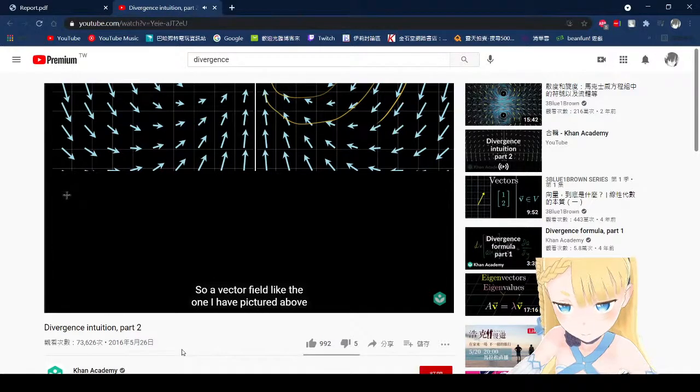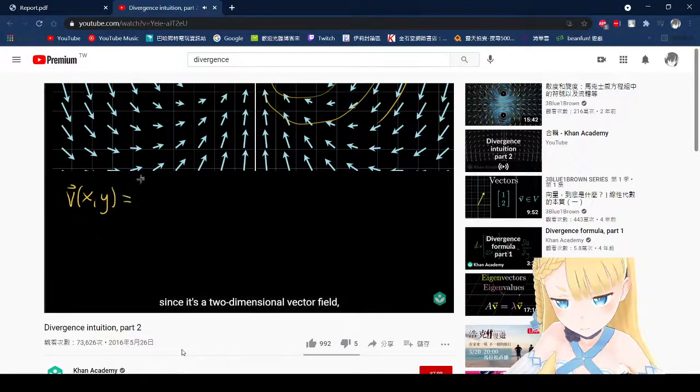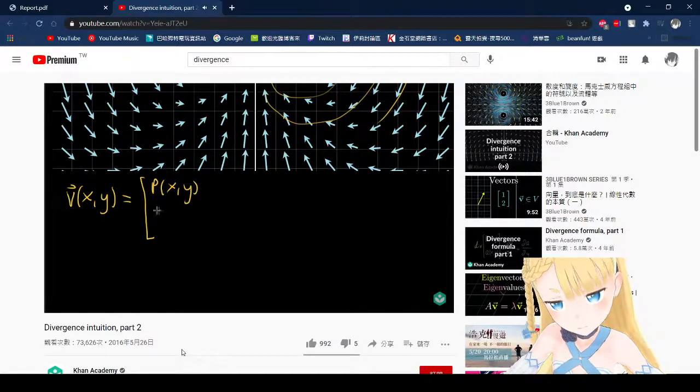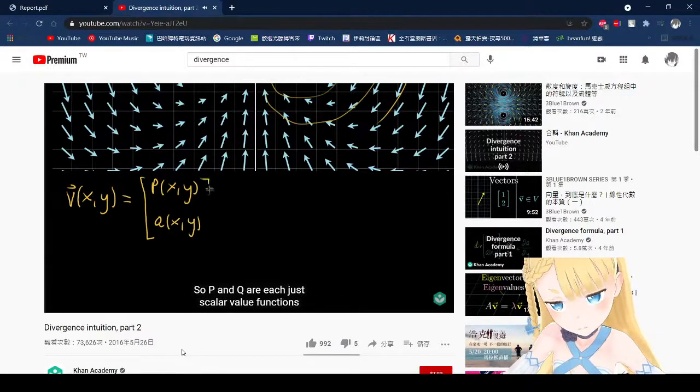So a vector field like the one I have pictured above is given as a multivariable function, with a two-dimensional input, since it's a two-dimensional vector field, and then some kind of two-dimensional output. And it's common to write P and Q as the functions for the components of the output. So P and Q are each just scalar valued functions, and you think of them as the components of your vector valued output.